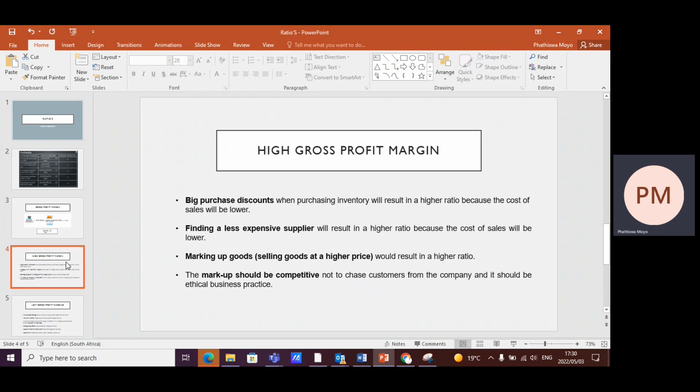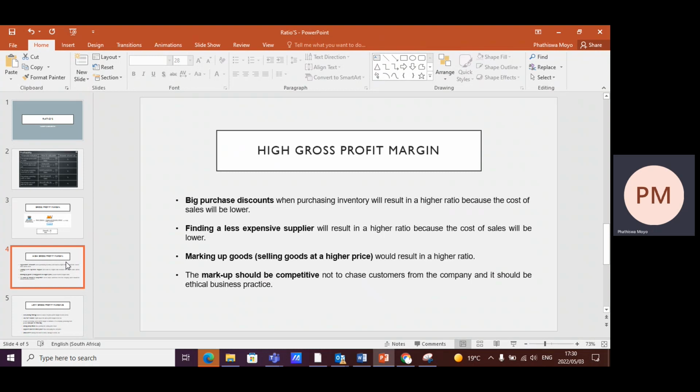So what does it mean when you have a high gross profit margin? It means the business maybe received a high discount. Before I explain, it's not enough for you to calculate the ratio and get it right. You must explain it. There is so much maths in the explanation rather than in the calculation. So you must master the explanation on top of the calculation. Okay, so the first one is the big purchase discount.